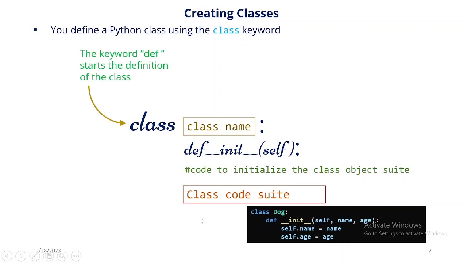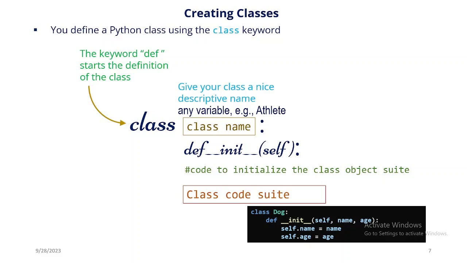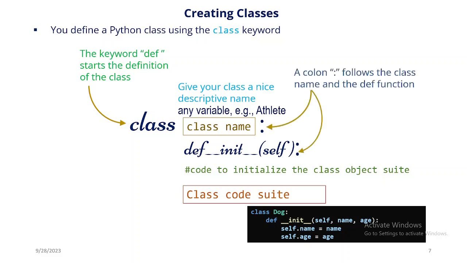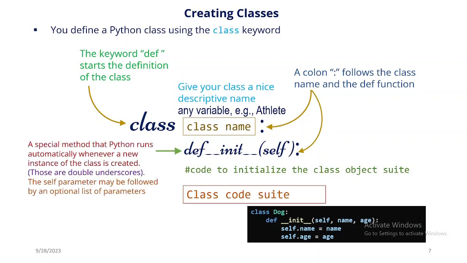Let's describe it further. The keyword class starts the class definition, and you should give your class a nice name, any variable name. For instance, class Athlete, class Humans, class Mammals, class Dog, class Sheep. A colon must follow the class name. def __init__ is a special method that Python runs automatically whenever a new instance of a class is created. Now what you see here are double underscores.